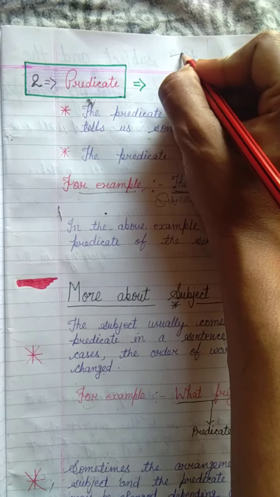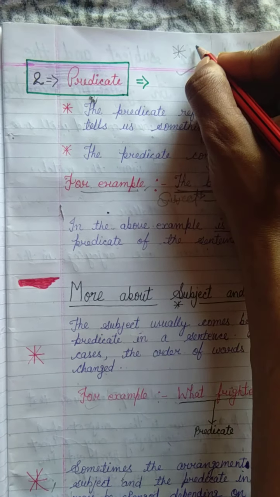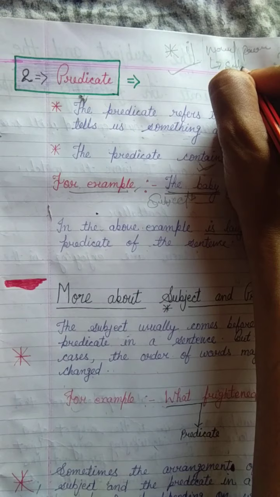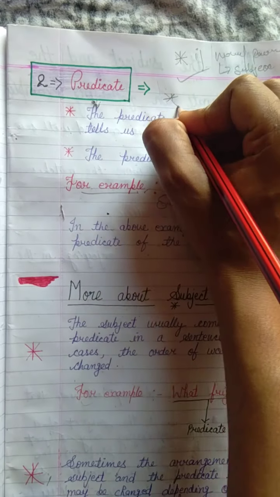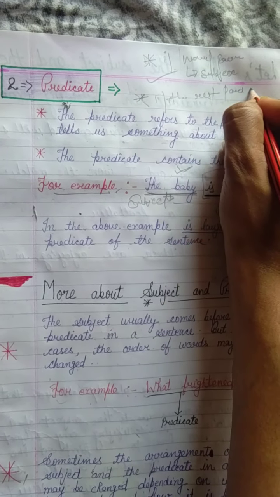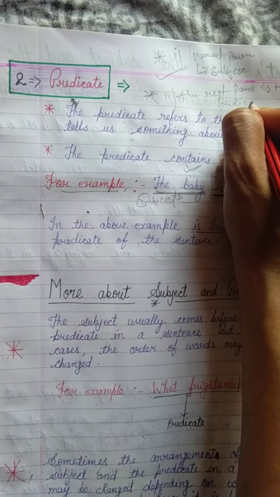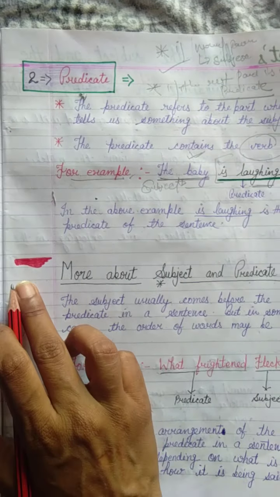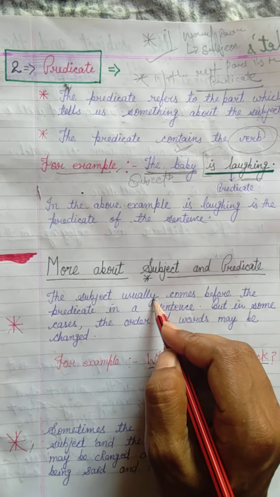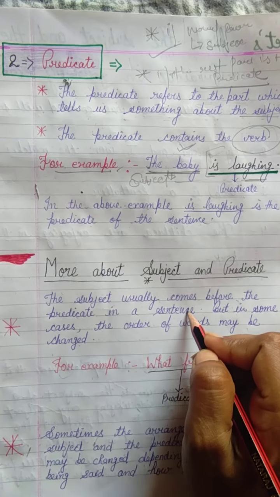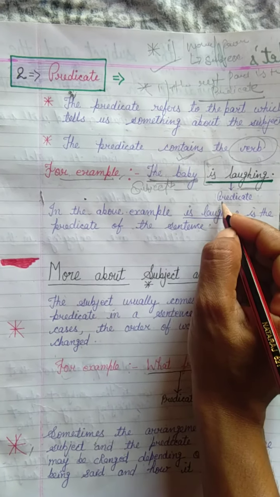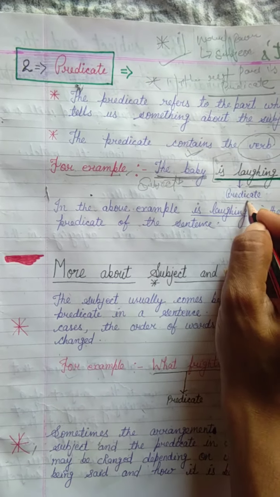Students, you have to remember two points. First, the noun or pronoun will be the subject. And the second point is the rest part. The rest part is the predicate of the sentence. Now students, let's talk more about subject and predicate. The subject usually comes before the predicate in a sentence. In the following example, you can see that the subject comes before the predicate and the predicate comes after the subject.